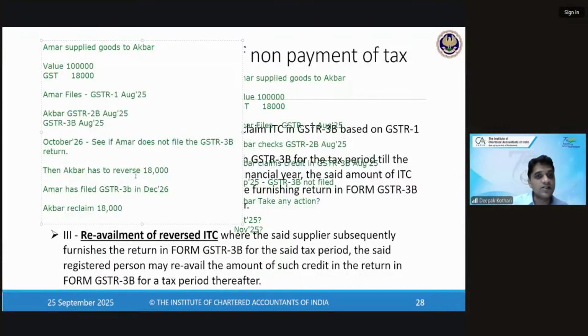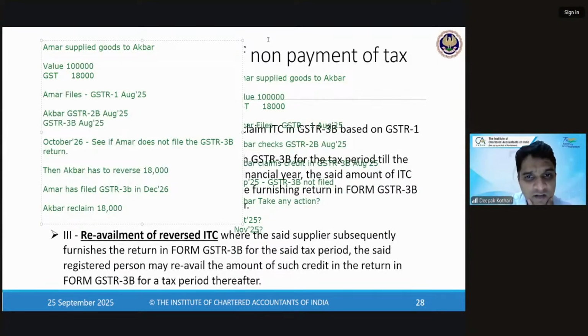How does interest appear here? See, you have claimed it in August 25, but he has not filed the return till October 26. So the credit you have taken is provisional credit, and the other party has not paid the tax. Therefore, from August 25 till October 26, when you reverse, you will have to pay interest. So what if Amar has not filed 3B at all and he waited till October 26? Interest for how many months will be charged? From August 25 till October 26, that period interest will be charged.